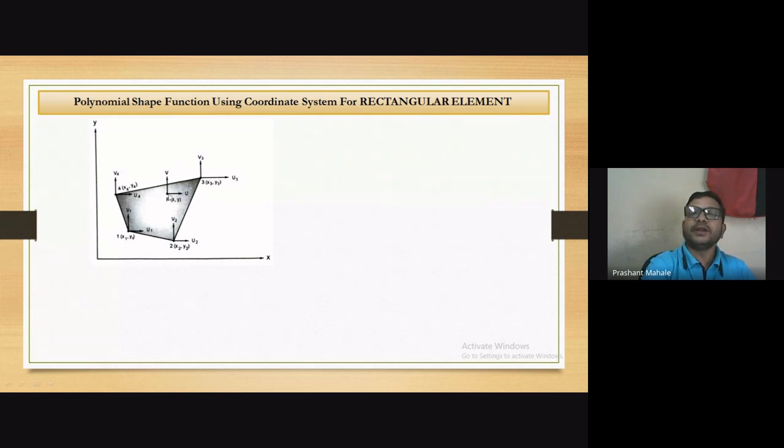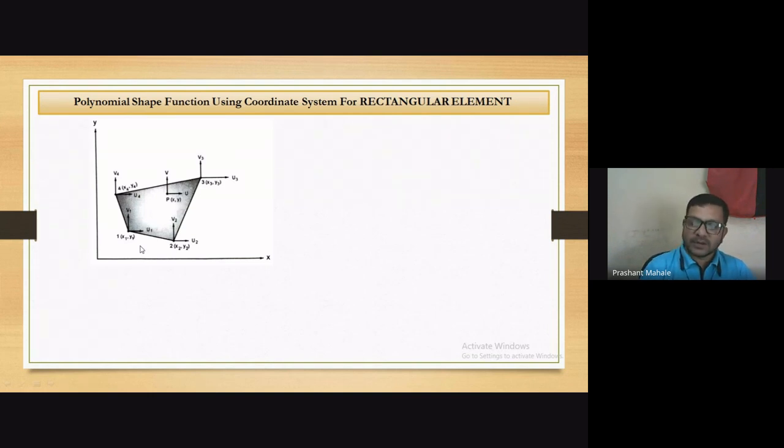Now, if we see any point inside the element, P, which is having displacement u and v in x and y directions. So actually using shape functions, we are going to find out the properties, behavior, or any other parameter of this P point or any generalized point inside the element. Here, the coordinates for 1, 2, 3, and 4 are x1, y1, x2, y2, x3, y3, and x4, y4 respectively.